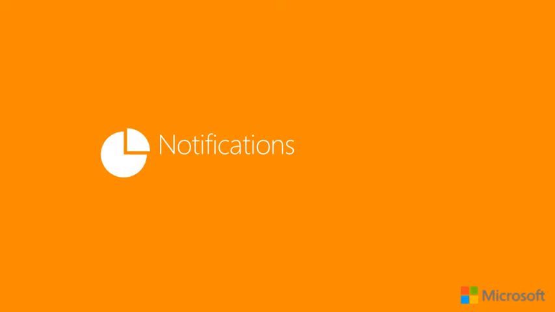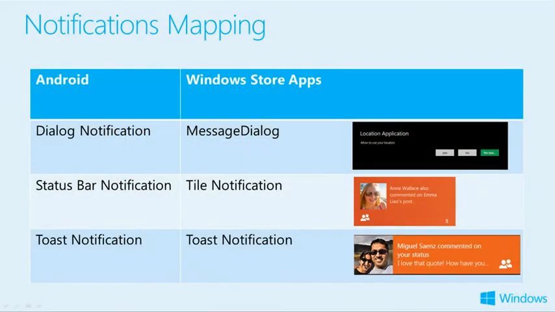You can show a message using a dialog, prompt a toast for a time-sensitive notification, or update the status in LibTab. Here I'm going to compare the notification mechanisms between these two platforms. This is a notification mapping between Android and Windows 8. The dialog notification is a modal alert that the users must respond to. In Windows Store apps, you can use the message dialog to do the same thing.